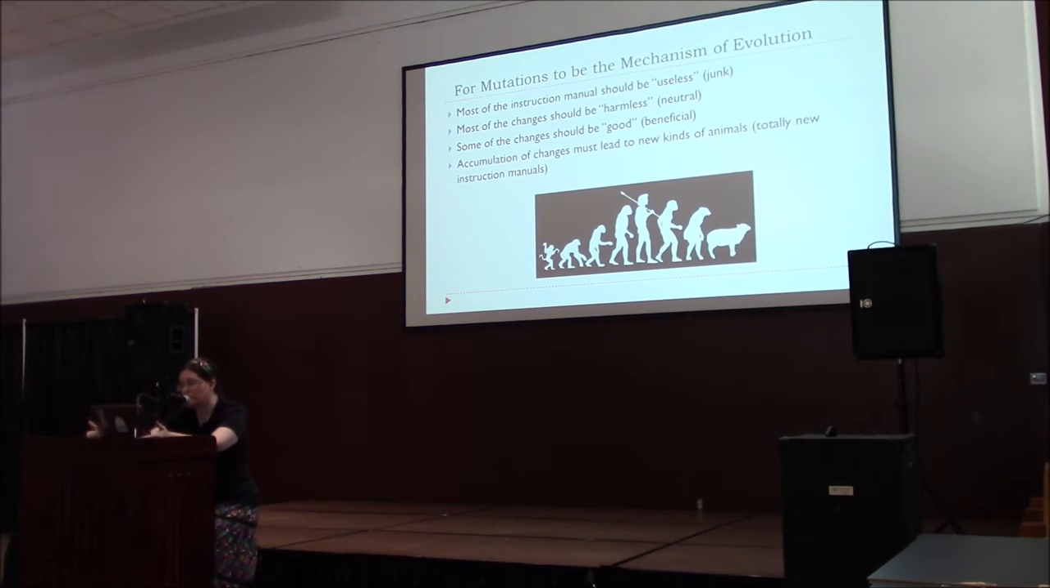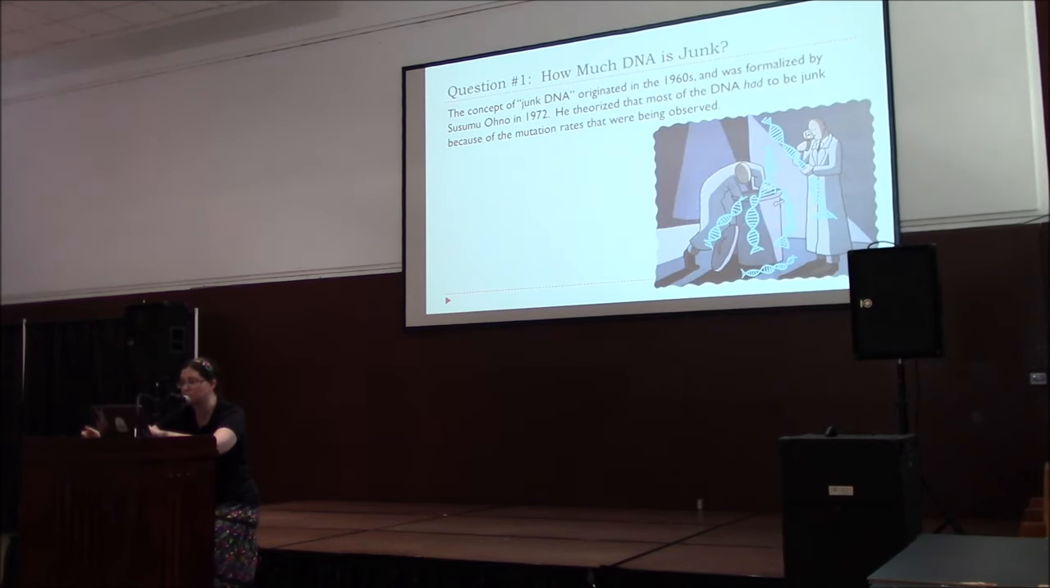But if we're going from a fish to a reptile, we have to have a lot of new information on how to live on dry land, how to have lungs, how to deal with the fact that the pressure in the atmosphere is much less than the pressure you'd experience underwater, things like that. So I have to have new instruction manuals. So for mutations to really be a mechanism of evolution as we understand it from microbes to men, most of the instruction manuals should be useless, most of the changes should be harmless, some of them should be good, and I have to get new kinds of animals as I accumulate mutations. So let's look at the first one.